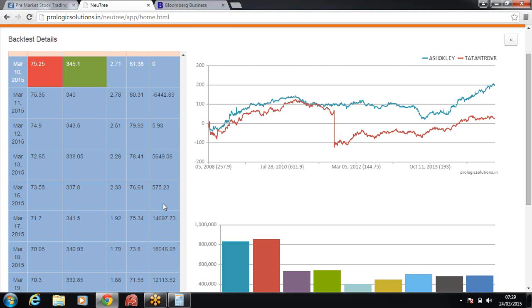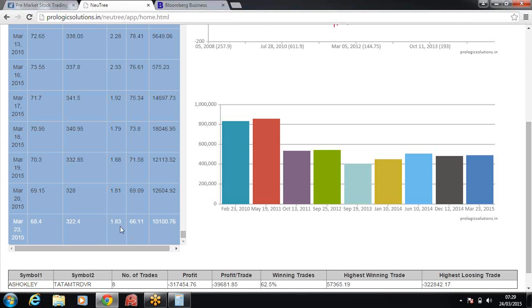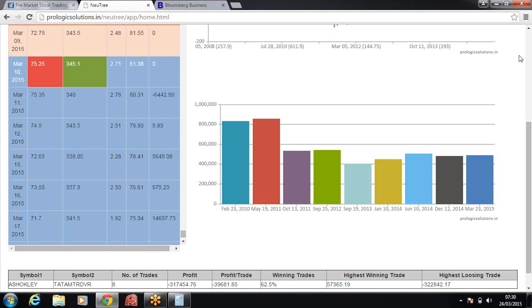So the idea is very simple. You enter in two lots. In one lot you try to book profit when this 2.7 falls by at least 1, and then hold the second trade. You can see that yesterday it closed at 1.83. So you have booked a profit of 18,000 here, and there is still a profit of 10,000 rupees. So you'll wait for this figure of 1.83 to come down to 1, and then you can continue that particular trade. So this trade is not complete, it's still running. So this is about Ashok Leyland and Tata Motors DVR.